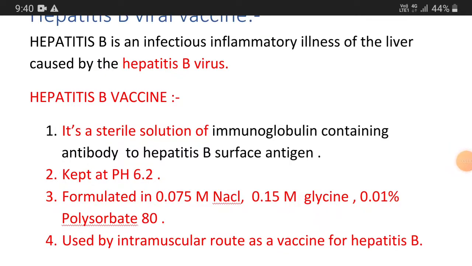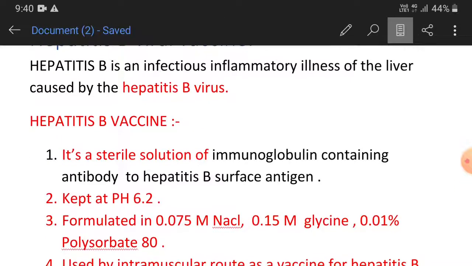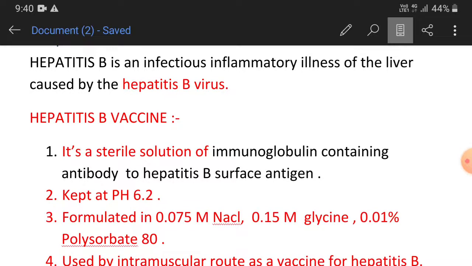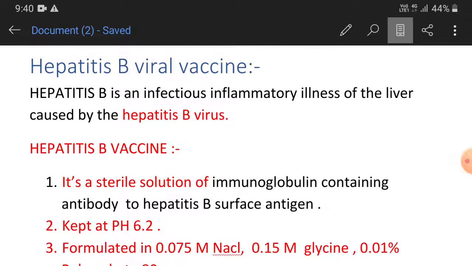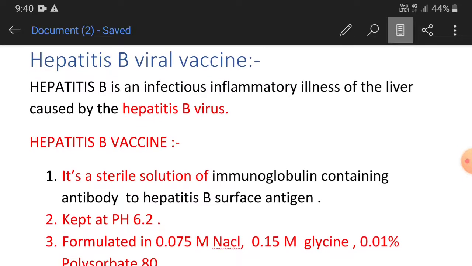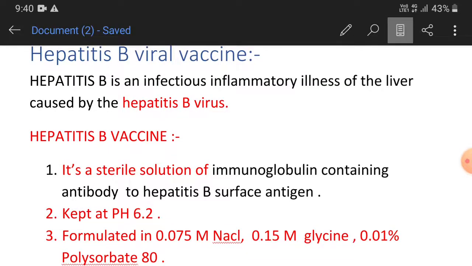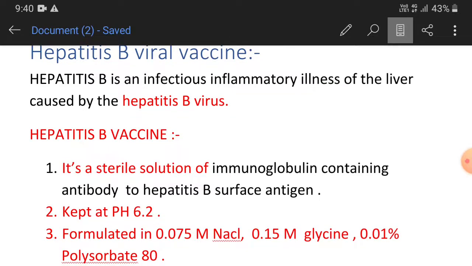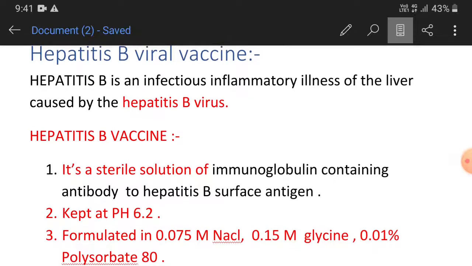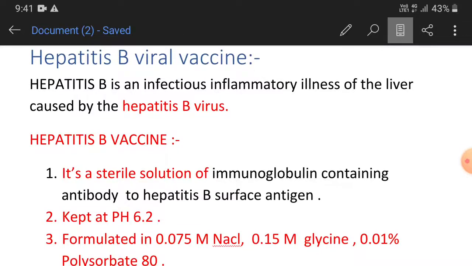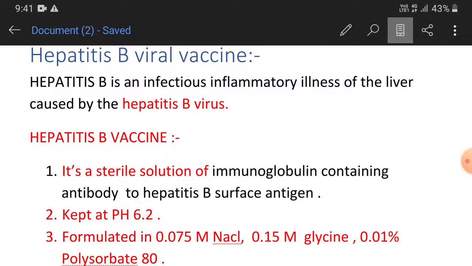Just like our previous videos, we will first discuss what the problem is, and then try to find out a preferable solution for that problem. Hepatitis B viral vaccine formation means that we are constructing the vaccine against the hepatitis B virus. First it is important to know what hepatitis B causes inside our body. Hepatitis B causes an inflammatory, contagious liver infection.